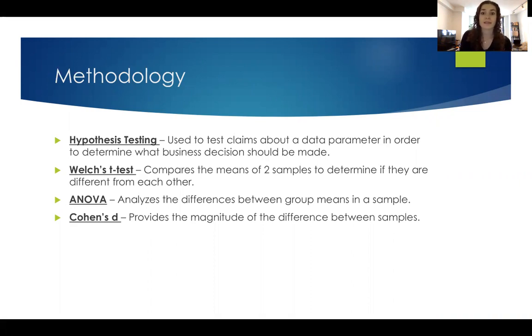Now, within this hypothesis test, I am going to use two different types of tests. So I'll be using a Welch's t-test as well as an ANOVA, otherwise known as analysis of variance test. And with both of these, we will be comparing the means between two different groups to see if they are similar or if they are statistically significant. If it is determined that these groups are in fact different, I then will be using the Cohen's d metric, which allows us to get a better understanding of how important and how big the difference is between the groups.